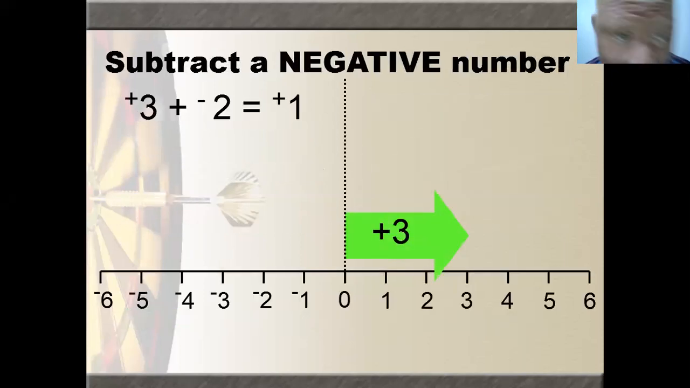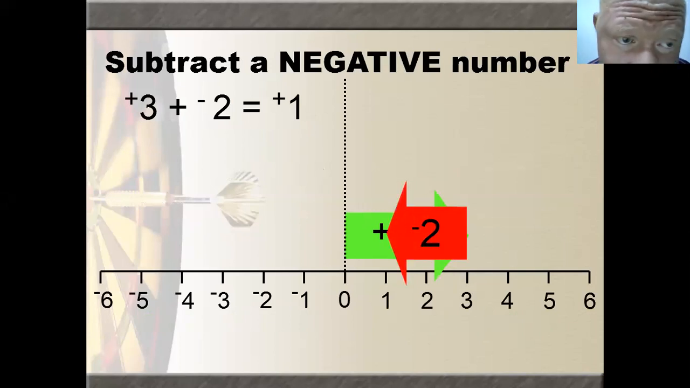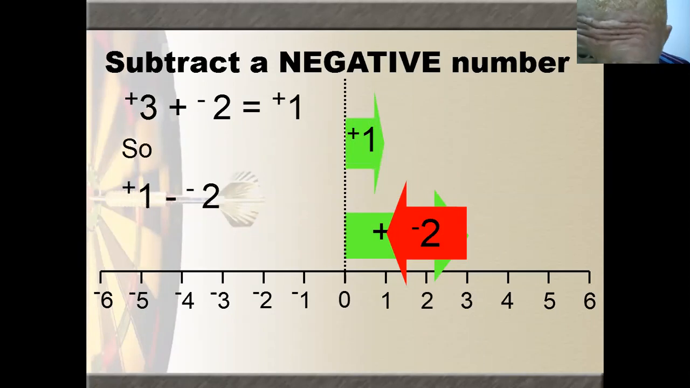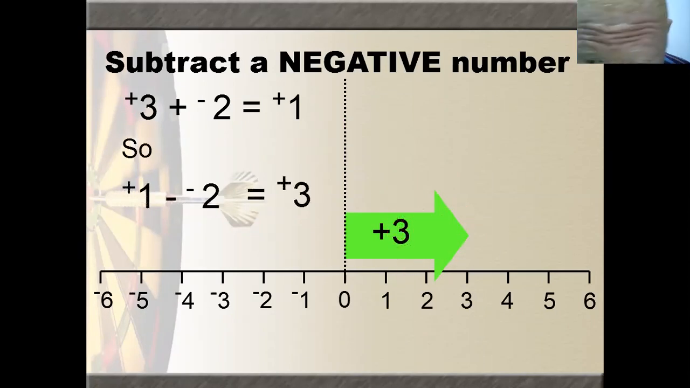Okay, so we are moving on. Subtraction, and then plus 3 plus minus 2 gives you plus 1. Okay, that's what you have here. All right.